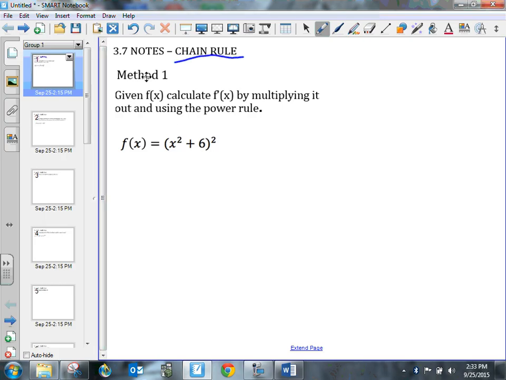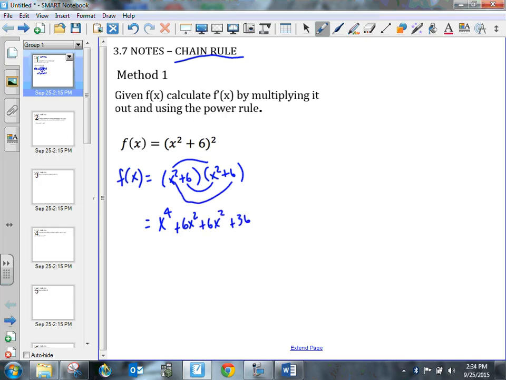All right, the first thing I want to do, let's think about taking the derivative of this function, the quantity x squared plus 6 quantity squared. Now, the only way that we could do this is if we wrote it as x squared plus 6 times x squared plus 6, and if we multiplied it out and we got x to the fourth plus 6x squared plus 6x squared, and then plus 36. And that's my function f of x.